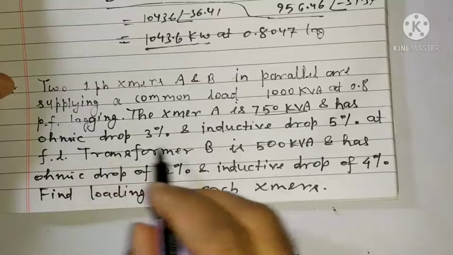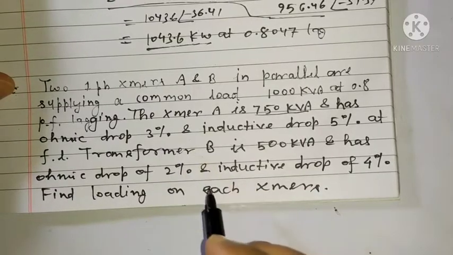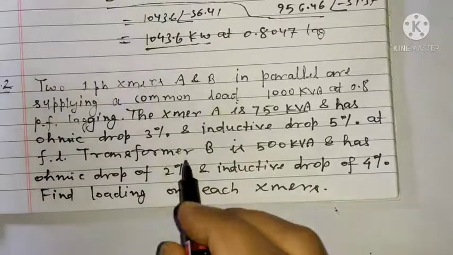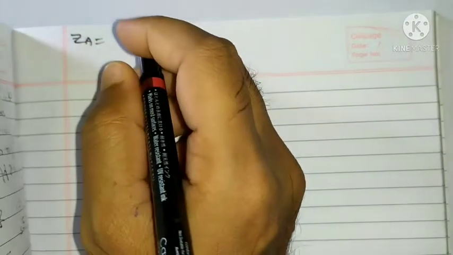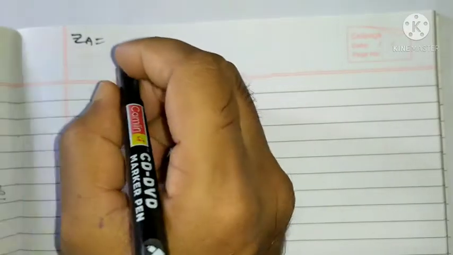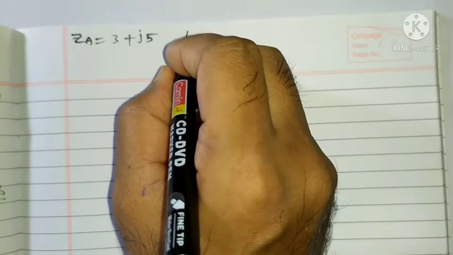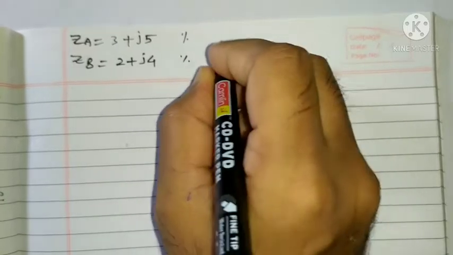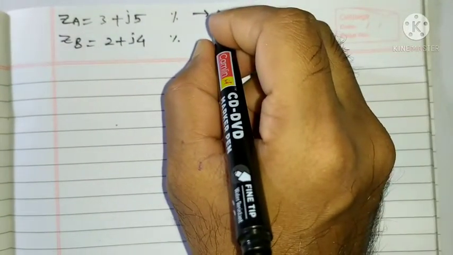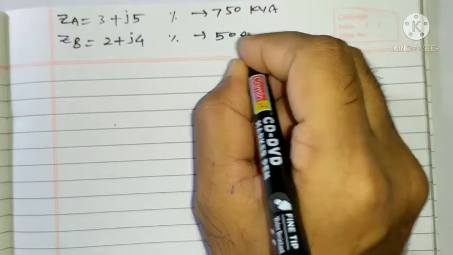So what is given? Ohmic drop and inductive drop, that is nothing but impedance given in percentage, that means per unit system. So we can write the impedance ZA. Transformer A impedance is 3 plus j5, right? It is given in percentage, and ZB is given as 2 plus j4, but they are at their own base values. The base value for A is 750 kVA and for B it is 500 kVA.